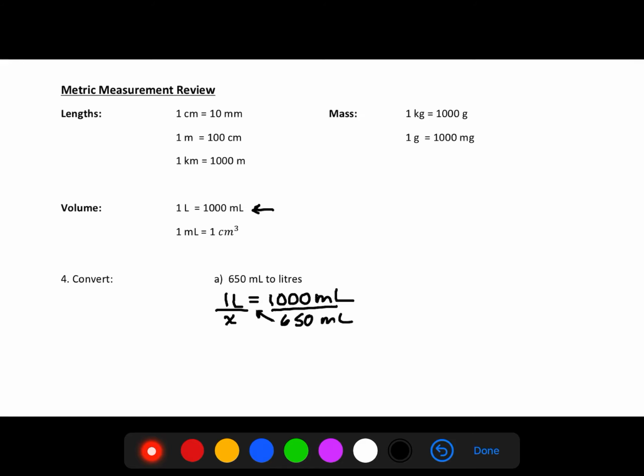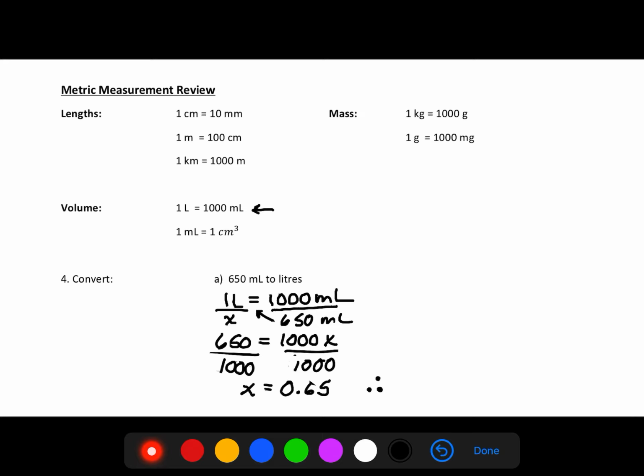And now we're just going to cross multiply and simplify. So 650 times 1, and now we're going to kind of ignore our units right now. 650 times 1 means we have 650, and 1,000 times x is just 1,000x. Well, now what we want to do is divide both sides by 1,000 here to figure out what 1x is. So both sides get divided by 1,000, which means that x is going to be equal to 0.65.